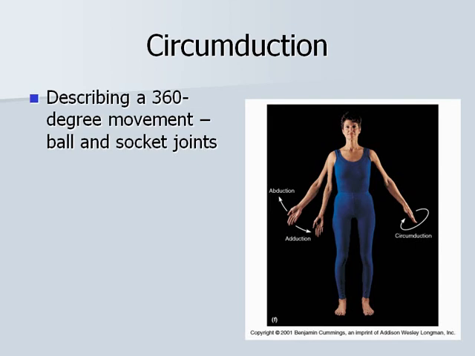Circumduction. This is 360-degree movement. It's only available in a few places in your body where you have what's called a ball and socket joint: shoulder, hip. This is circumduction. 360-degree movement.